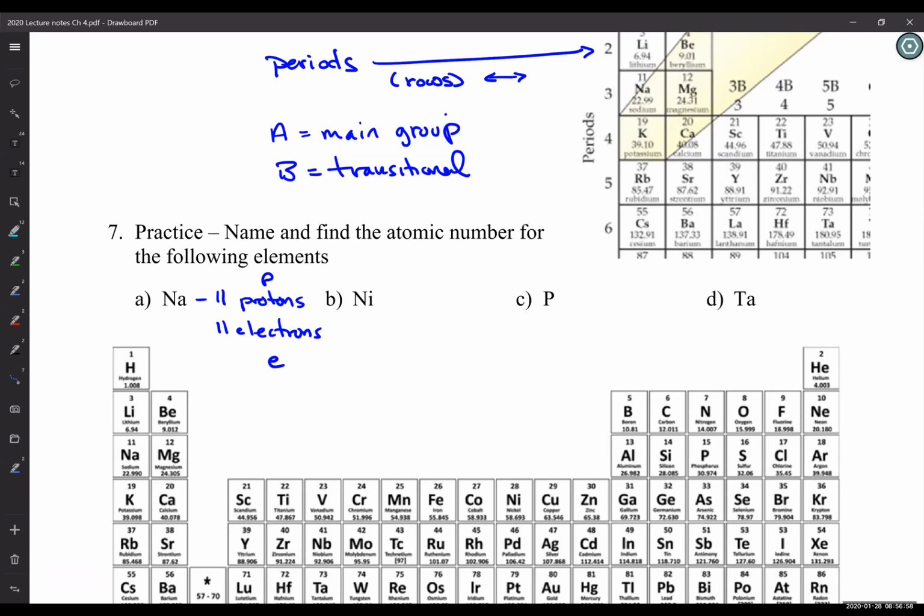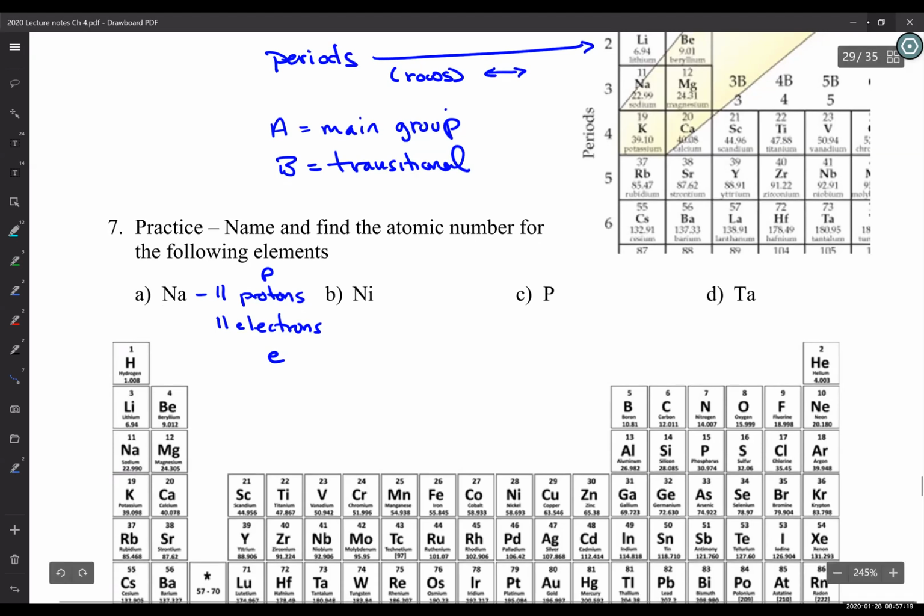Okay. And then nickel, where's nickel? And how many protons does it have? 28. It's right in the middle of the periodic table. These are one of the transitional elements. So this is 28 protons and then 28 electrons.